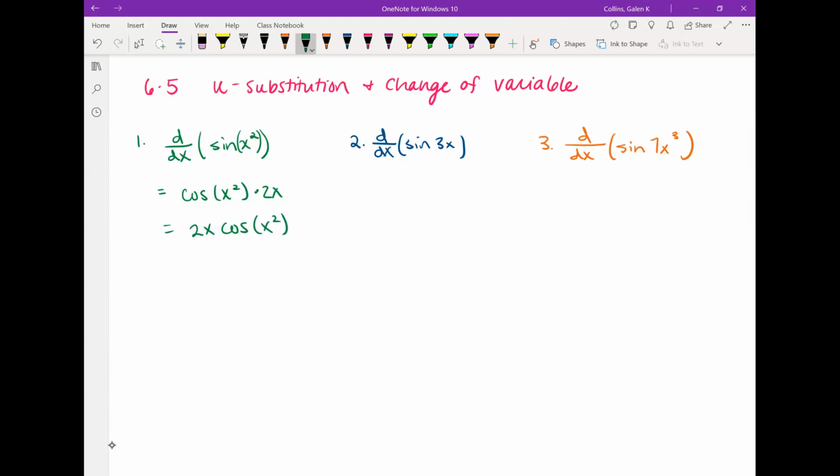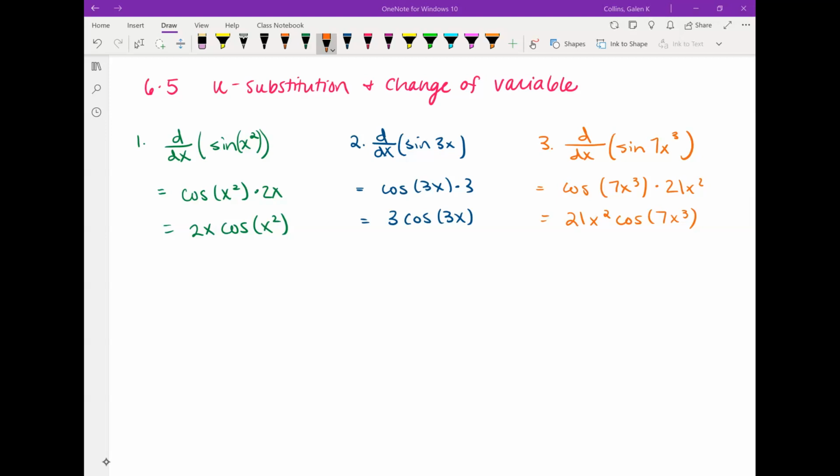All right, pause the video and take the other two derivatives real fast. Hopefully we remember our derivative rules, and using the chain rule, for number 2, we should get 3 cosine of 3x, and for number 3, 21x squared cosine of 7x cubed.